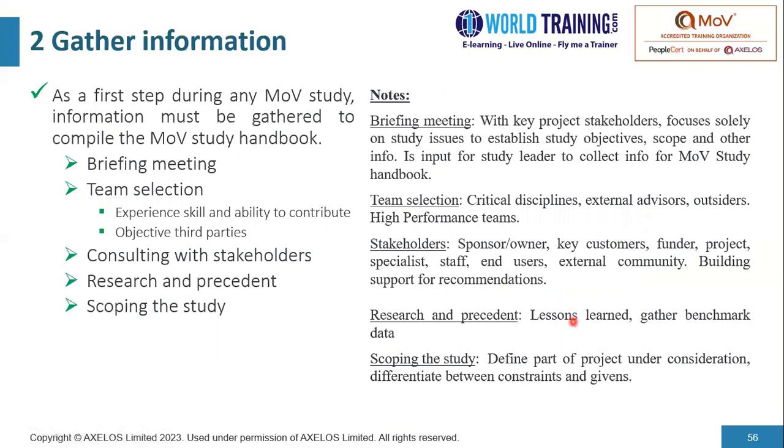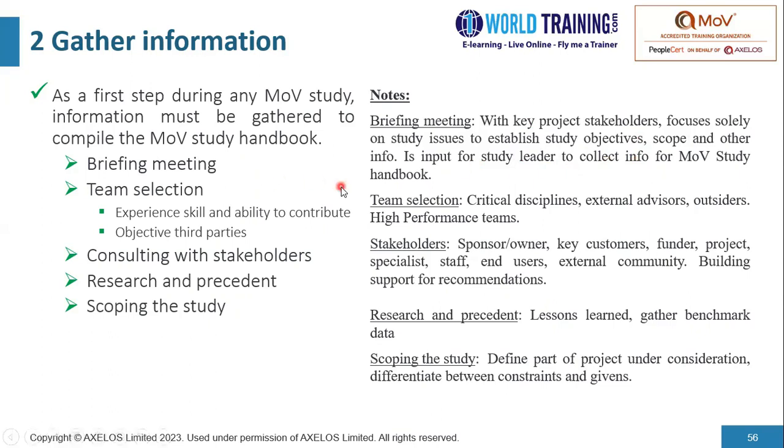So we frame the program or project. That is step number one. Step number two, we gather information. As a first step doing any MoV study, information must be gathered to compile the MoV study handbook. So some of the activities that we carry out would be briefing meeting with key project stakeholders, focusing solely on study issues to establish study objectives, scope, and other information. This is input for the study leader to collect info for the MoV study handbook.